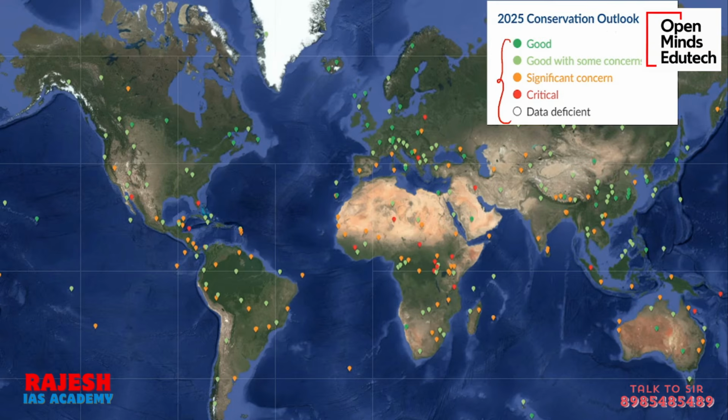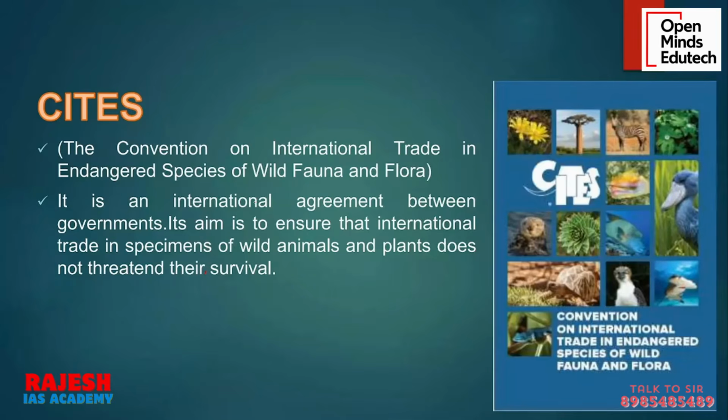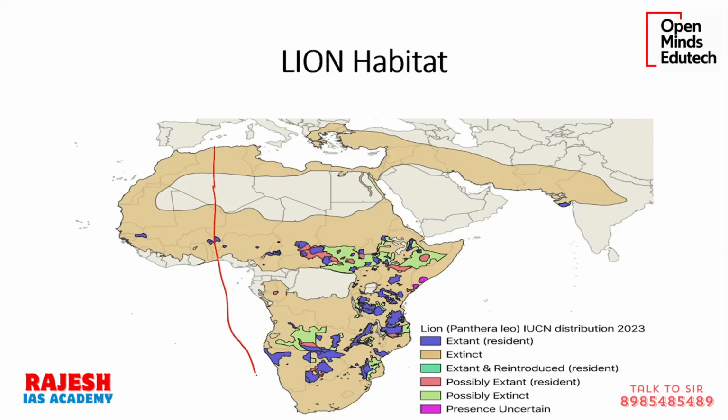And let me tell you this. This is the traditional habitat of the lion. So these are the countries, these are the regions where lions traditionally used to reside. You can see here, throughout Africa from north to southern part, and Arabia, Iraq, Iran, Pakistan, Afghanistan, and throughout central India, this is the traditional, historical habitat of lion.